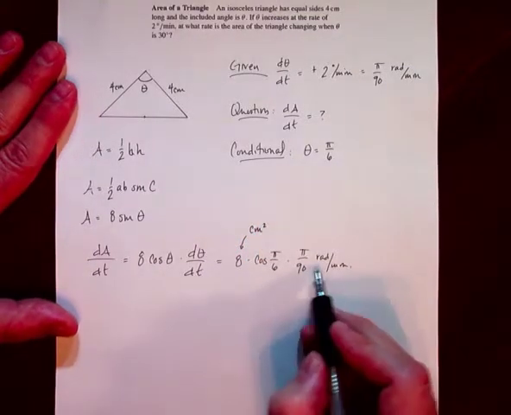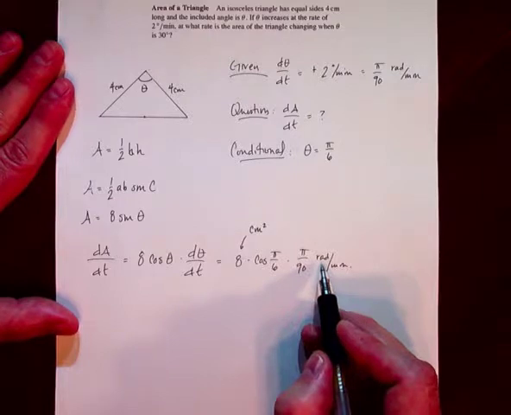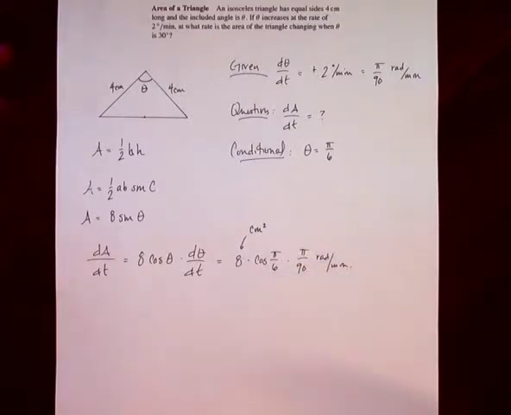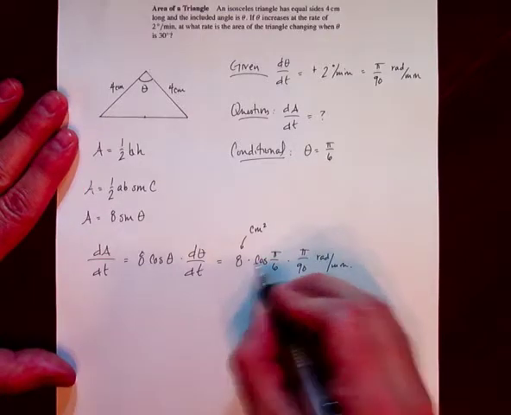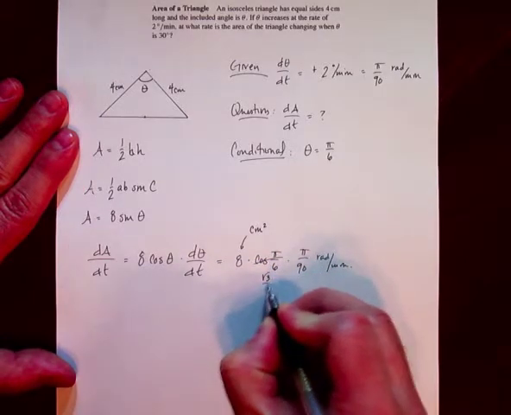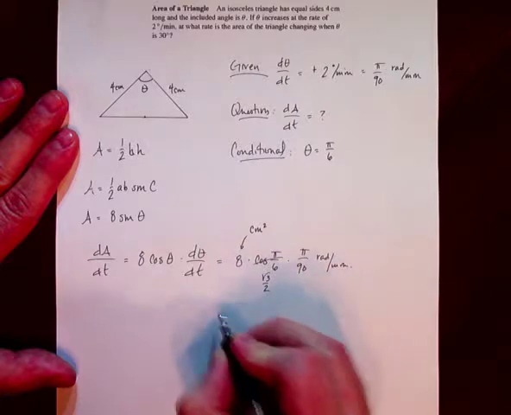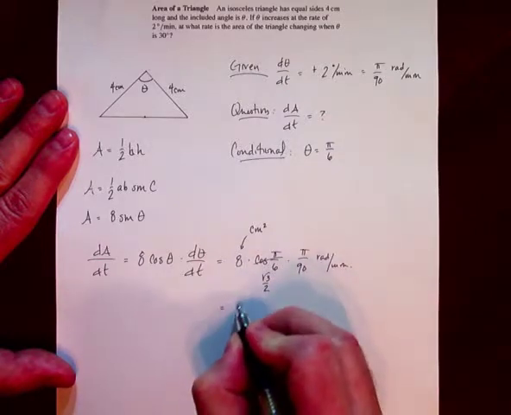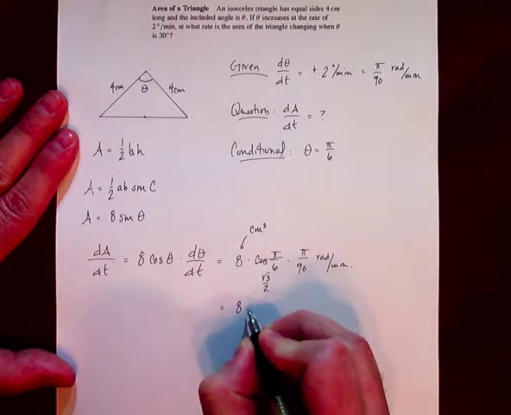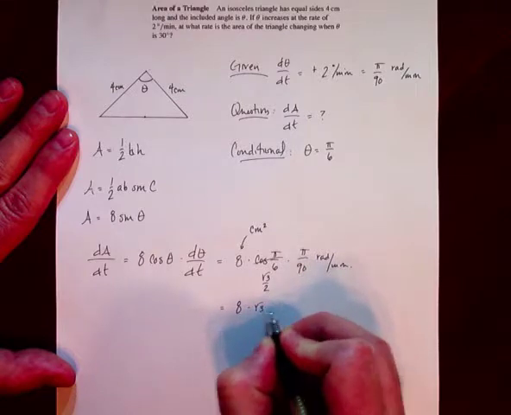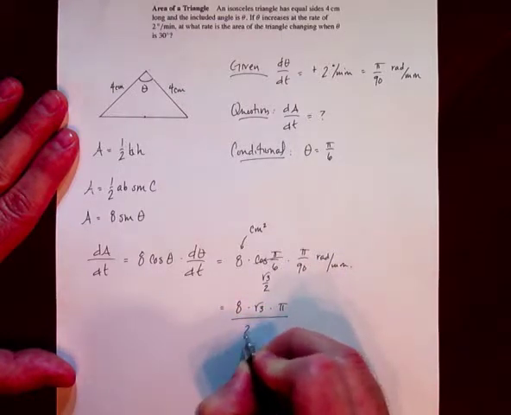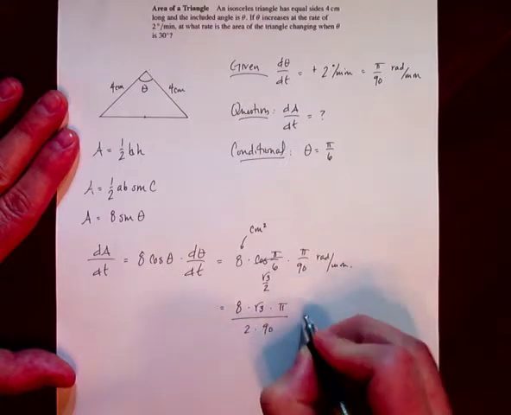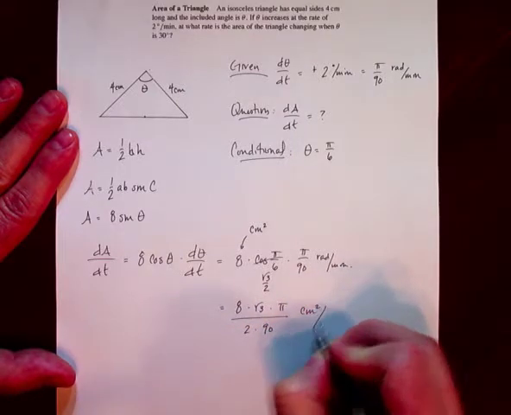Now remember, because radians is sort of like a pseudo unit, it sort of evaporates in the midst of all of this. We need to remember that cosine of pi over 6 is √3 over 2. And so what we have here is 8 times √3 times pi, all of that over 2 times 90, and that winds up being centimeters squared per minute.